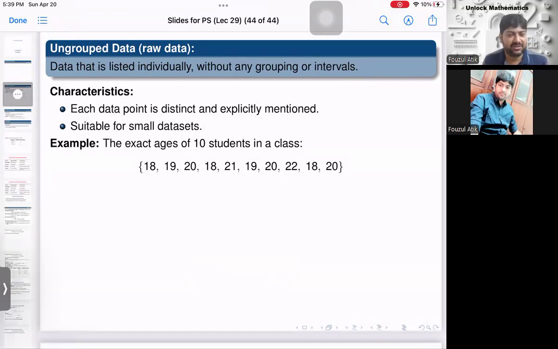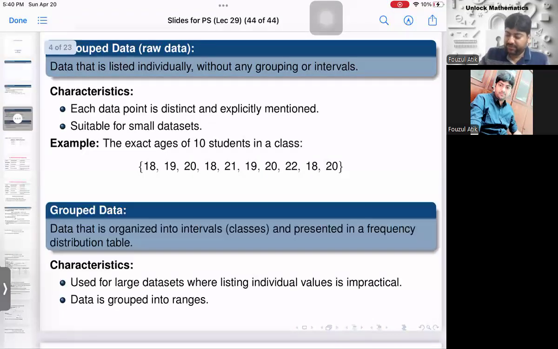Now one example is the exact ages of 10 students in a class. Because the data is small, only 10 students, we can give the exact data, that the ages are 18, 19, 20, 18, 21, like that, the exact values. So this is an example of ungrouped data.